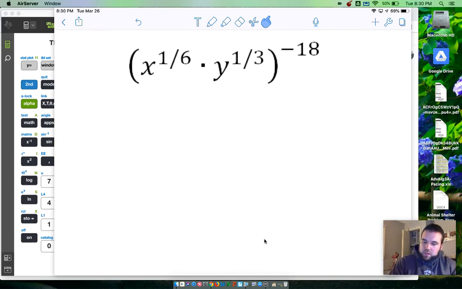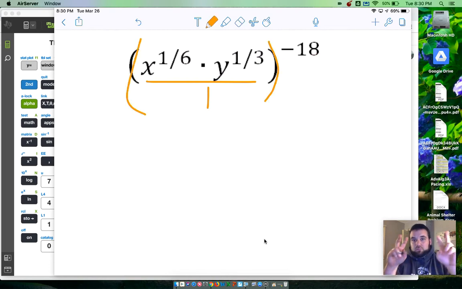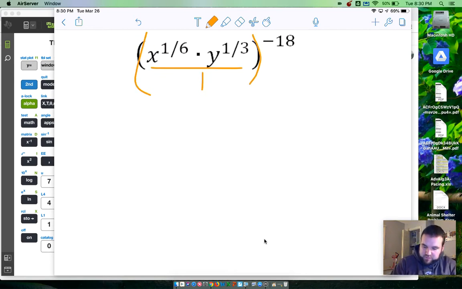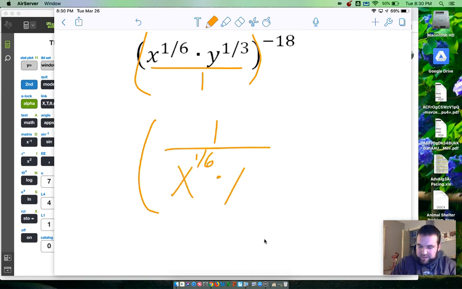Okay. And then here, if I just have multiple variables like x to the 1/6 and y to the 1/3, those are both being raised to the negative 18th power. This is where, if you wanted to, you have some options. One way you could do this problem is to put this over 1, because we know anything to a negative exponent is no good. So I could take this new fraction, flip it, and rewrite it to the positive 18th power. So this would be 1 over x to the 1/6 times y to the 1/3, and all of this is raised to the 18th.